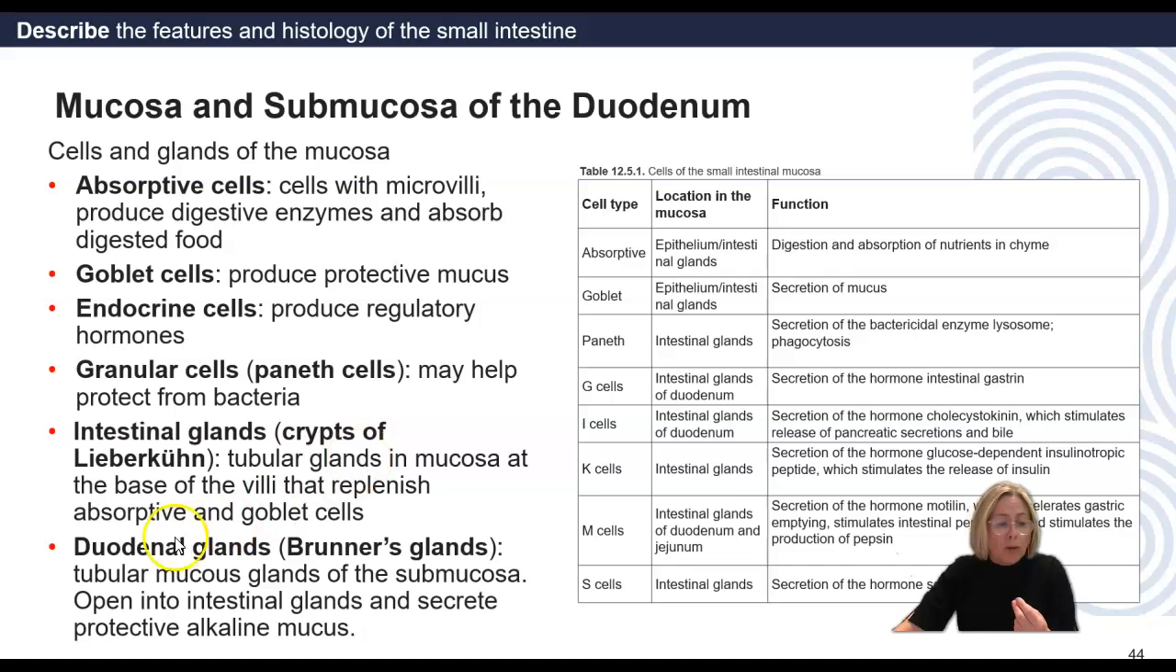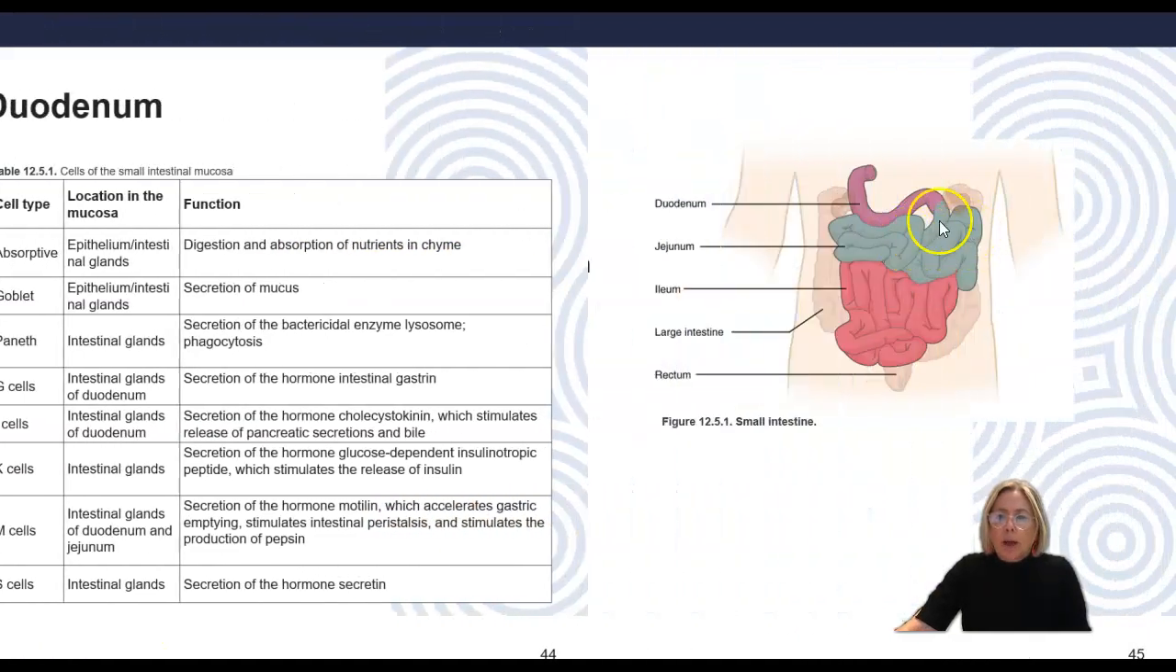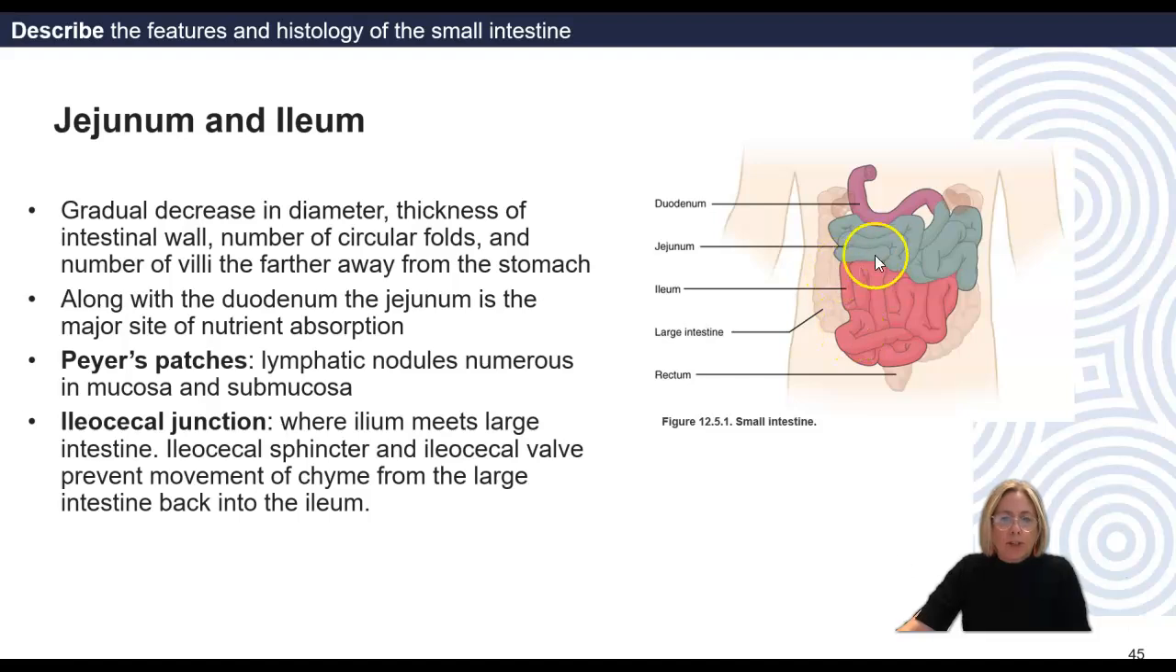So that's pretty cool. And then we have duodenal cells called Brunner's glands, and these are tubular mucus glands of the submucosa, and they produce this alkaline mucus that they then tip into these intestinal glands that then enters into the duodenum.